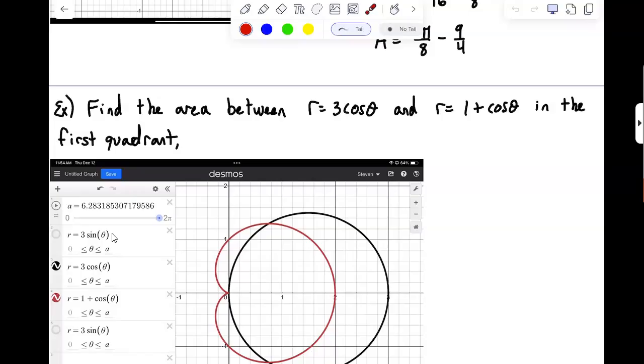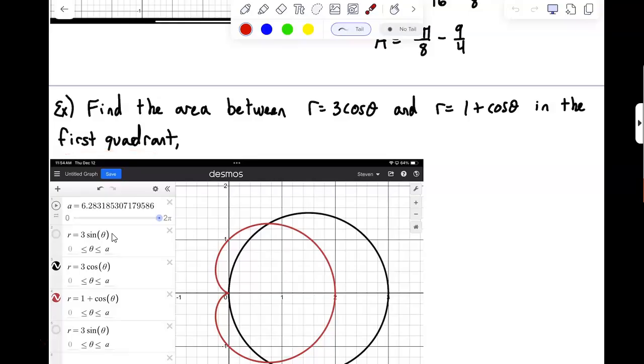What we're looking at now is finding the area that falls between two curves, and we must be very careful as far as how we set up integrals. So in this problem, we want to find the area that falls between r equals 3 cosine theta, that's this black graph here, and r equals 1 plus cosine theta, this cardioid. We're just looking for that area in the first quadrant.